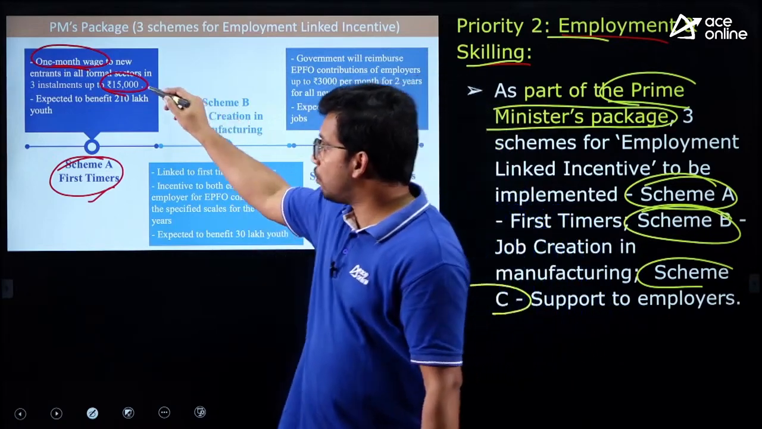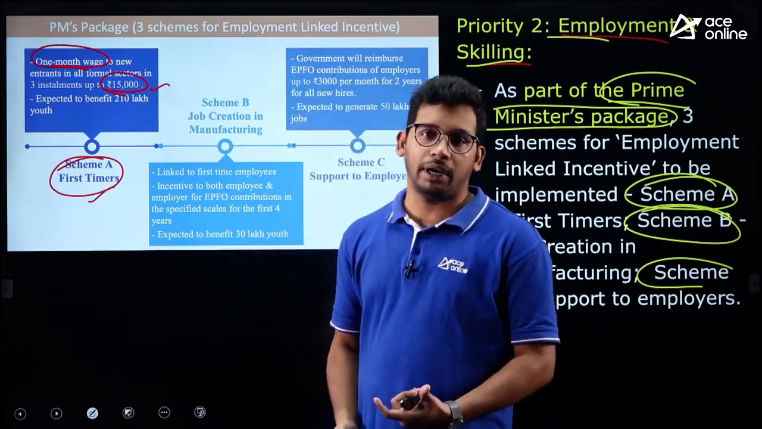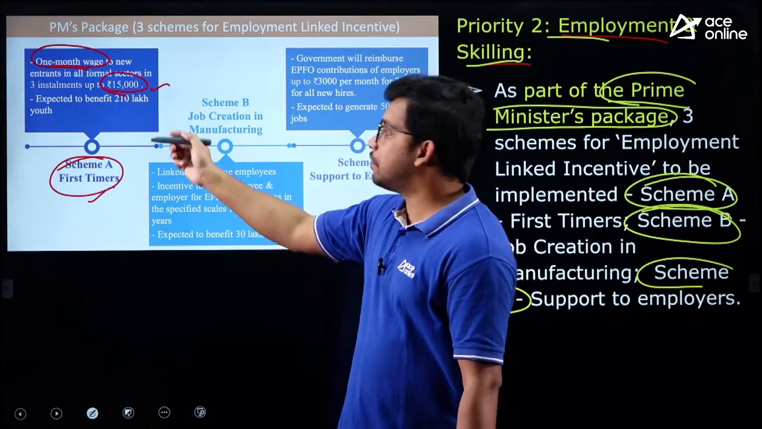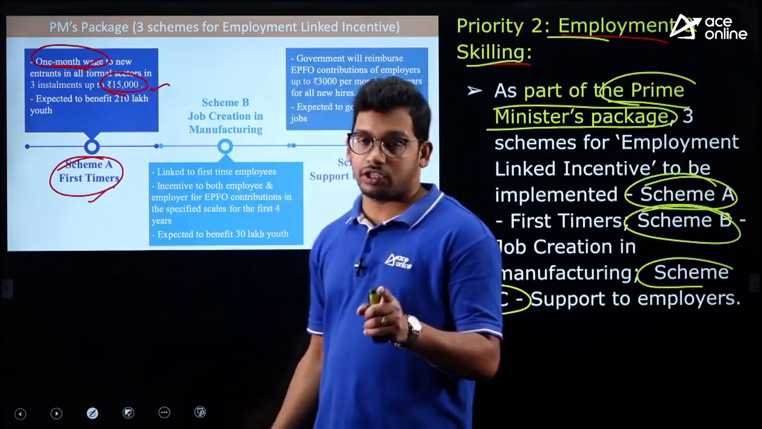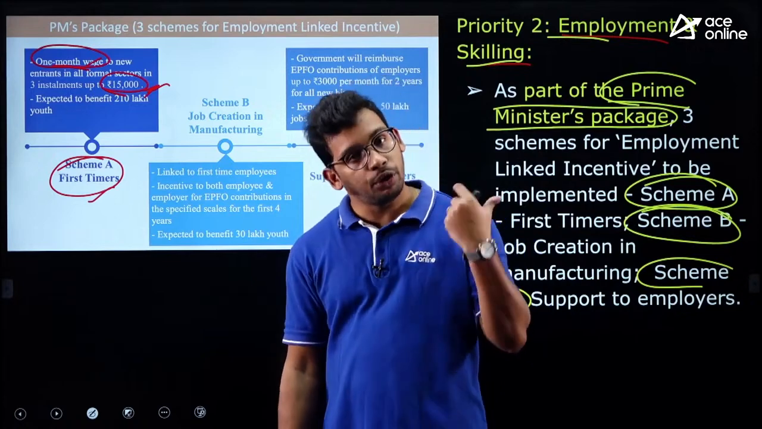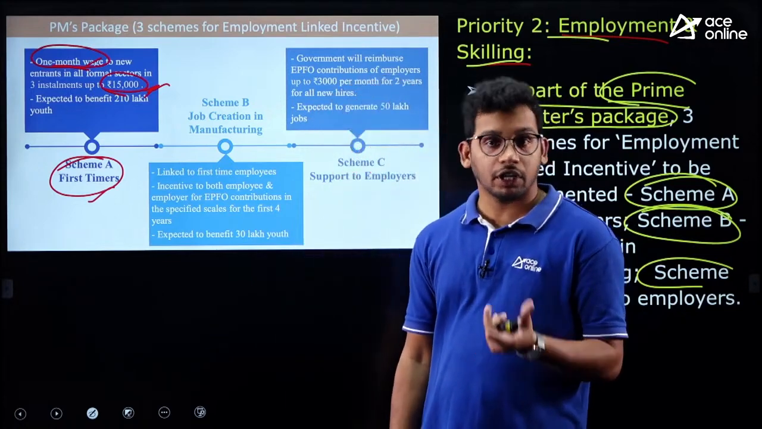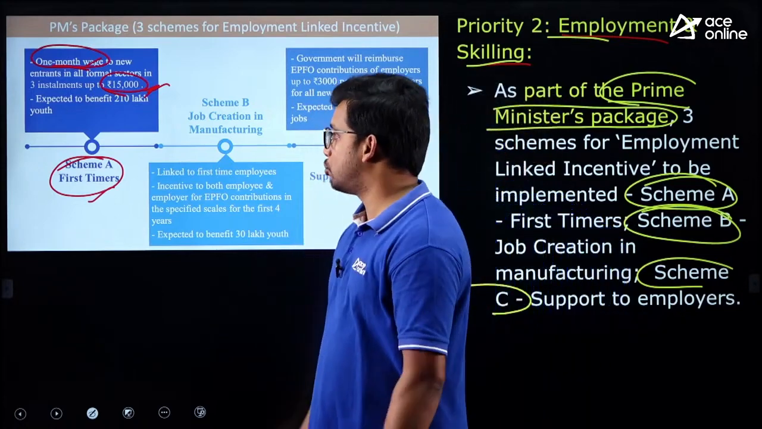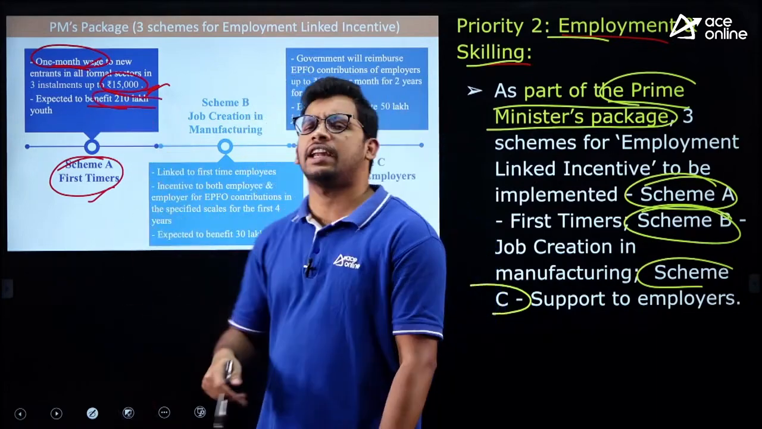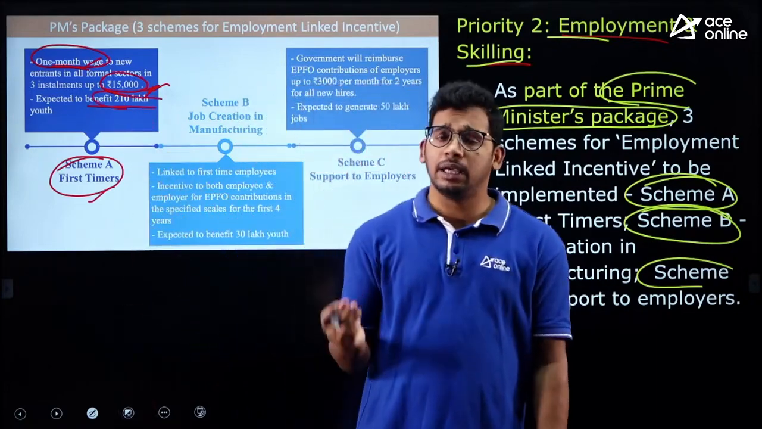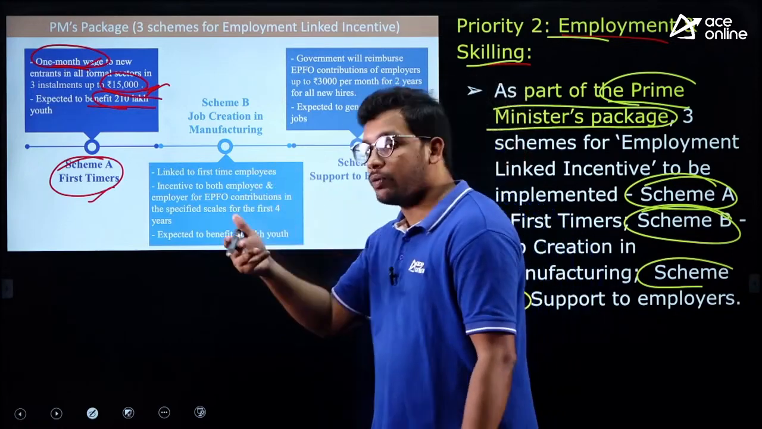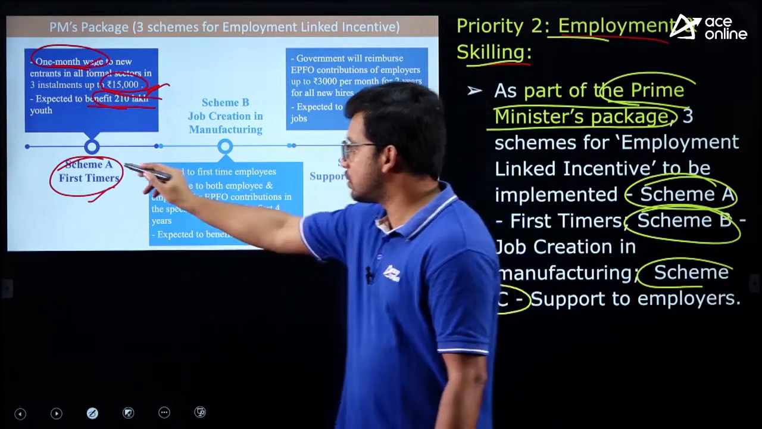So for such people, to encourage them to get employment, the government is launching scheme A, which will give 1 month wage up to 15,000, right? So up to 15,000 the government is going to give free of cost for the youth who are going to get first-time jobs, right? It is expected to benefit 210 lakh youth. It is an expectation of the government that this scheme will encourage 210 lakh youth to get involved in employment, right? So this is scheme A.